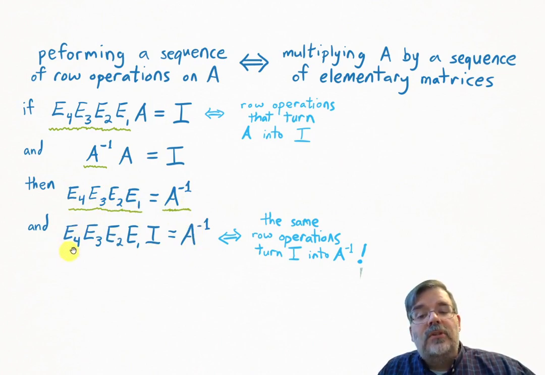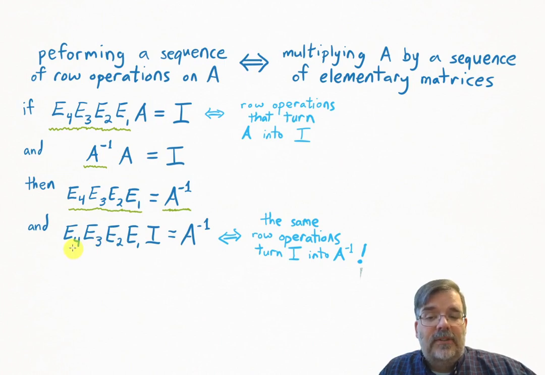We can also interpret this last equation as we've started with the identity matrix and performed a sequence of row operations, the same row operations that turn A into I. Those row operations, if applied to the identity matrix, give us A inverse. So in other words, and we'll do a lot of examples of this, row operations can be used to calculate inverse matrices.